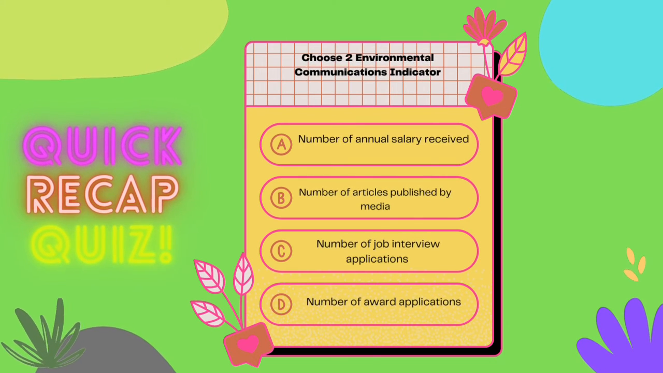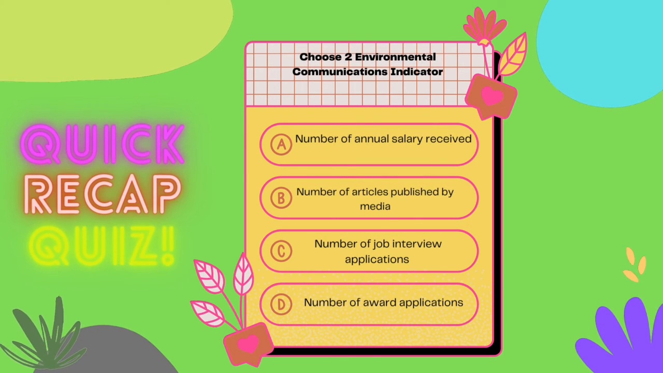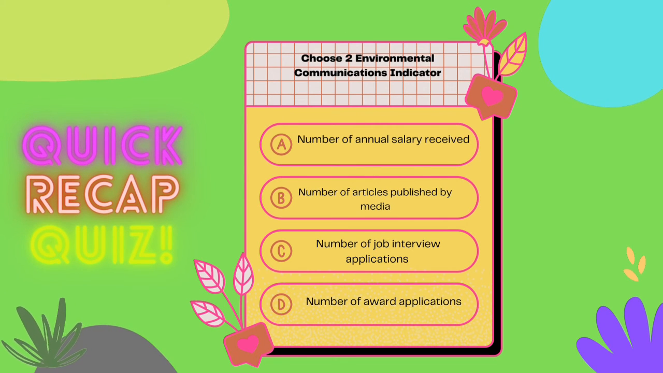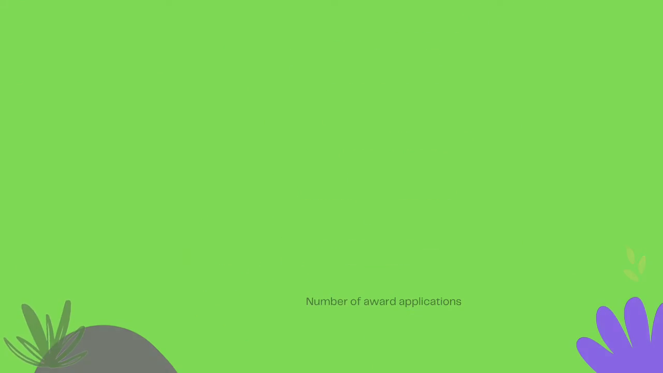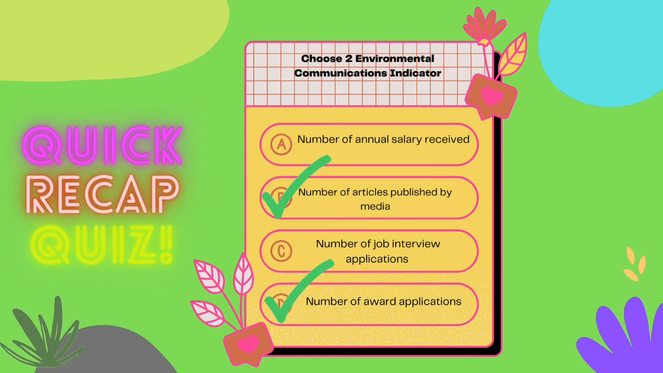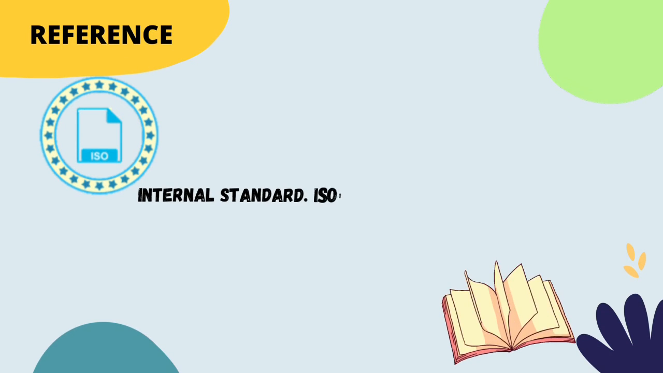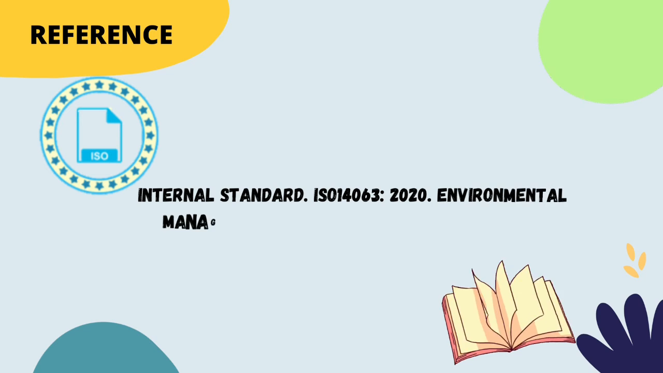For the third question, please choose 2 environmental communications indicators. A. Number of annual salaries received. B. Number of articles published by media. C. Number of job interview applications. D. Number of award applications. Wow, excellent! The answer to question 3 is the number of articles published by the media and the number of award applications.